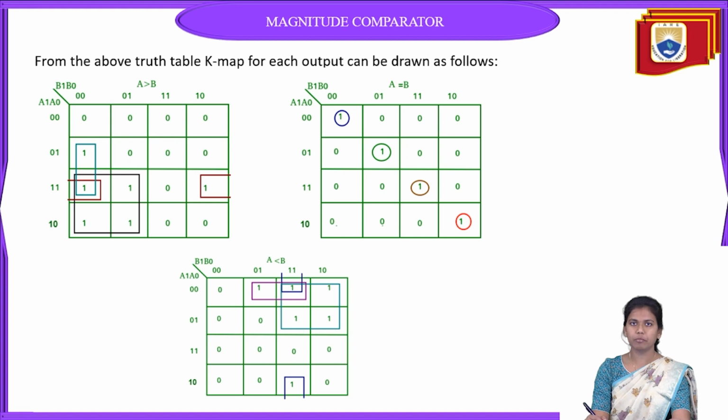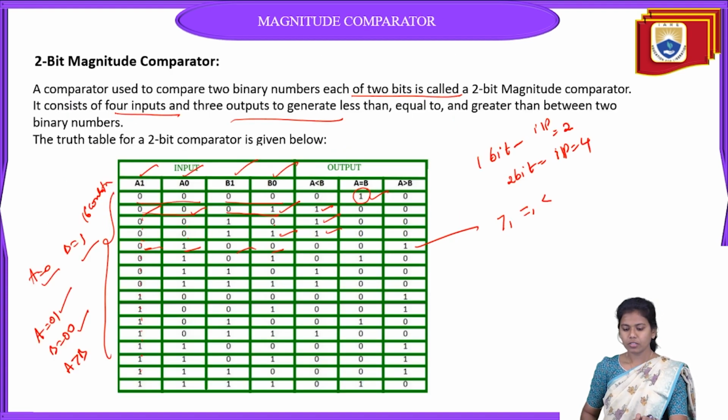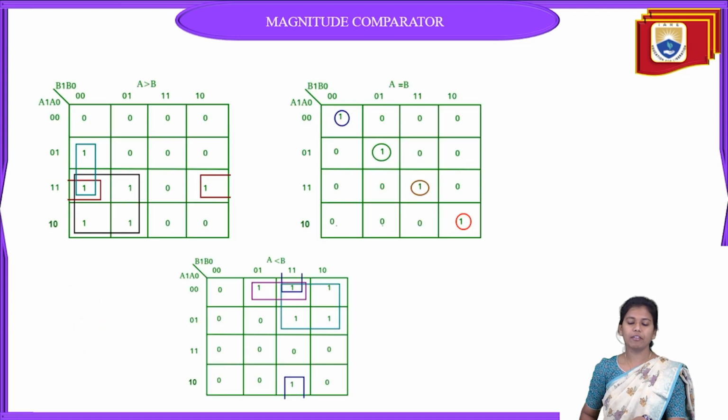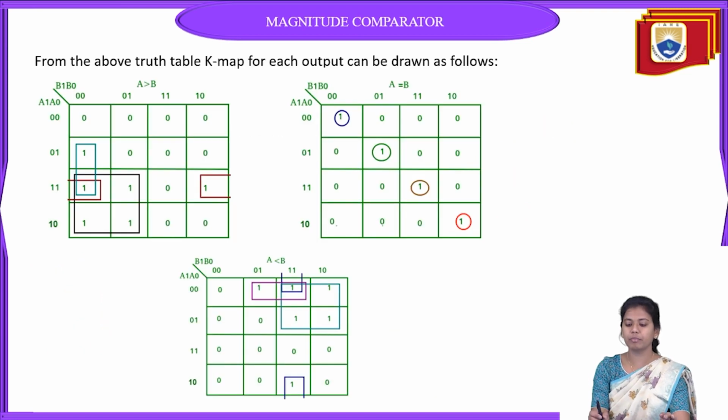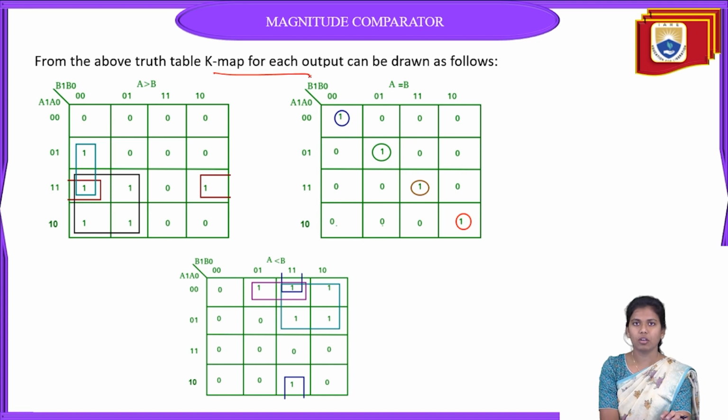So coming to the truth tables. From this truth table, the K-map has been drawn. This K-map is nothing but the Karnaugh map. This Karnaugh map will help us write down the expressions in sum of products and product of sums, in order to write the expressions with respect to the truth table.